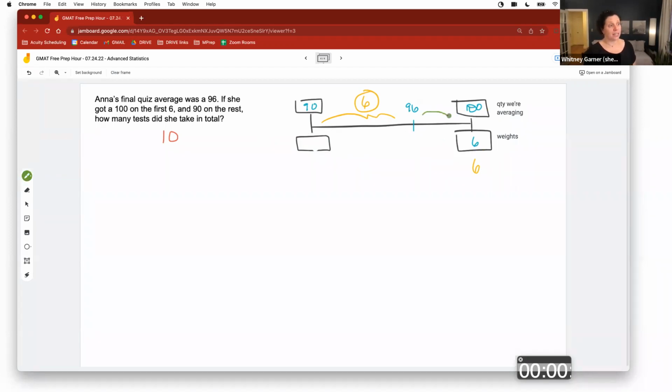This 90 side has pulled, so I guess a way to, let me draw this arrow a little bit better. A way to think about the 6 or this 100 is to think that the 100 has pulled the average its direction 6 points, right? The 100 has pulled the average 6 points in its direction. The 90 has only been able to pull the average 4 points away from the 100.